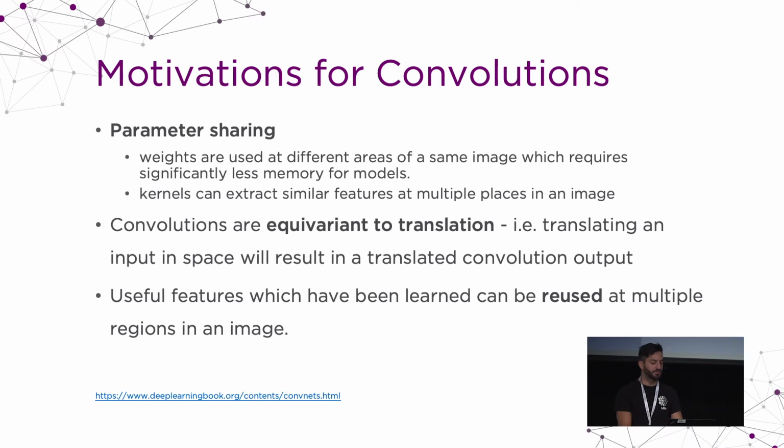Another interesting point is that convolutions are equivariant to translation. What does that mean? It just means that if you translate your input in space, your convolution output will also be translated. That's a very useful property. If you classified a dog and just shifted it over, you still expect to classify that same dog in the image. It's not because the dog was shifted over by a few pixels that all of a sudden you should expect to classify something completely different. And repeating this point, useful features that have been learned can be reused at multiple stages in the image. Think of this mental image: if you were able to detect lips or ears or eyes, then you can detect them at multiple points in your image.